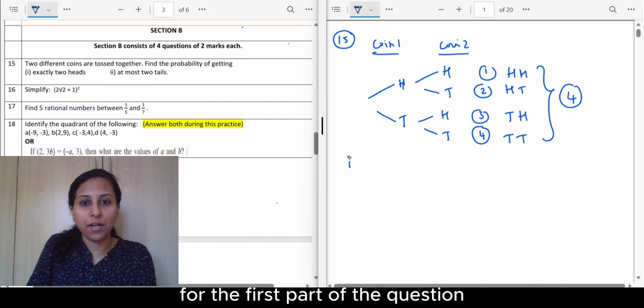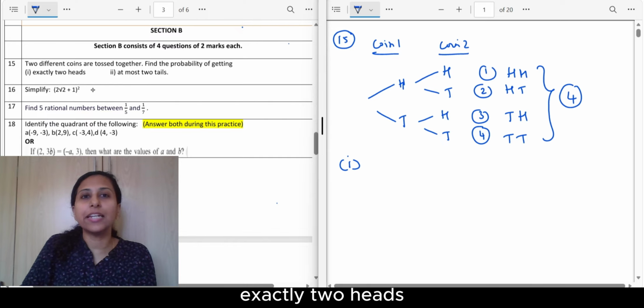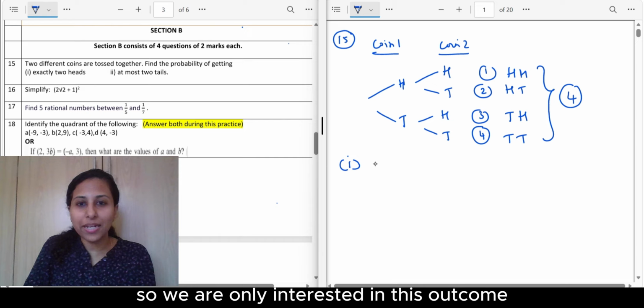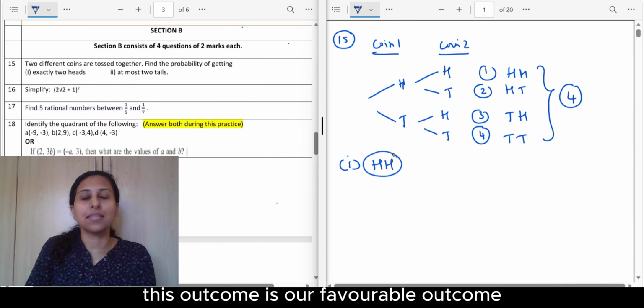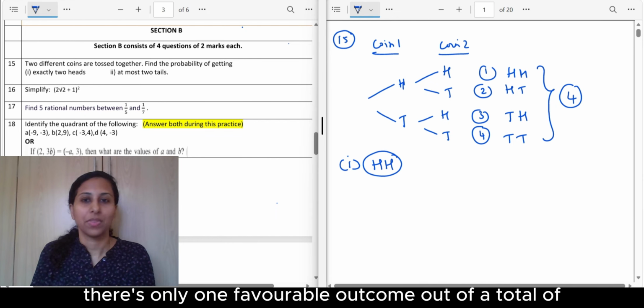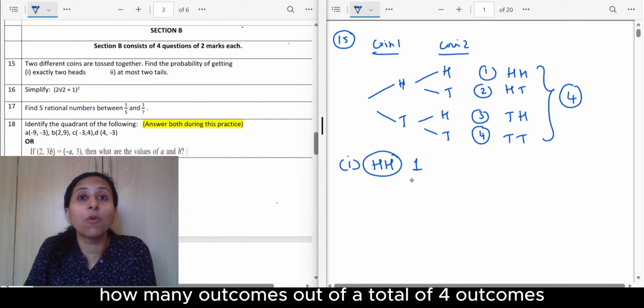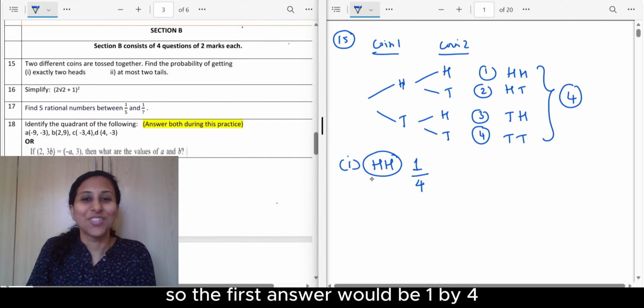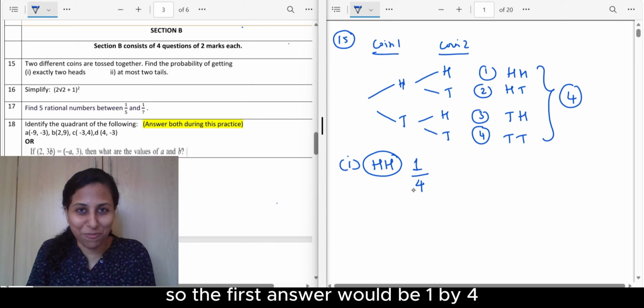For the first part of the question, exactly 2 heads, we are only interested in this outcome. This outcome is our favorable outcome. There's only one favorable outcome, out of a total of 4 outcomes. So the first answer would be 1 by 4.